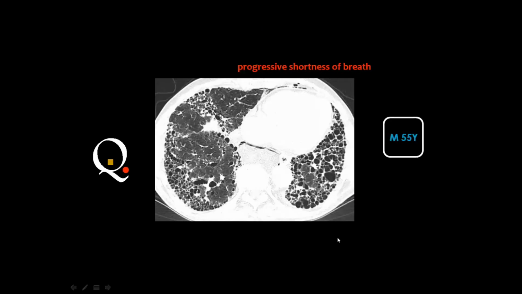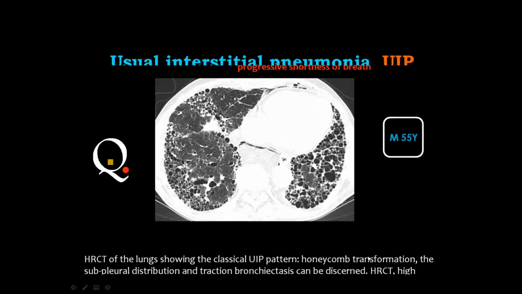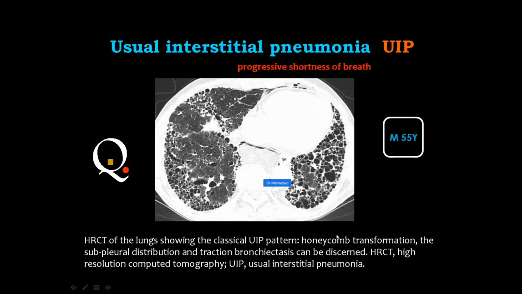Next case is a male patient, 55 years old, presented by progressive shortness of breath. Yes, and this is usual interstitial pneumonia, typical appearance of usual interstitial pneumonia. You should have three main findings to diagnose usual interstitial pneumonia. Number one, interstitial opacities. Number two, traction bronchiectasis. Number three, honeycombing. And this honeycombing is the most important finding to diagnose this possibility.